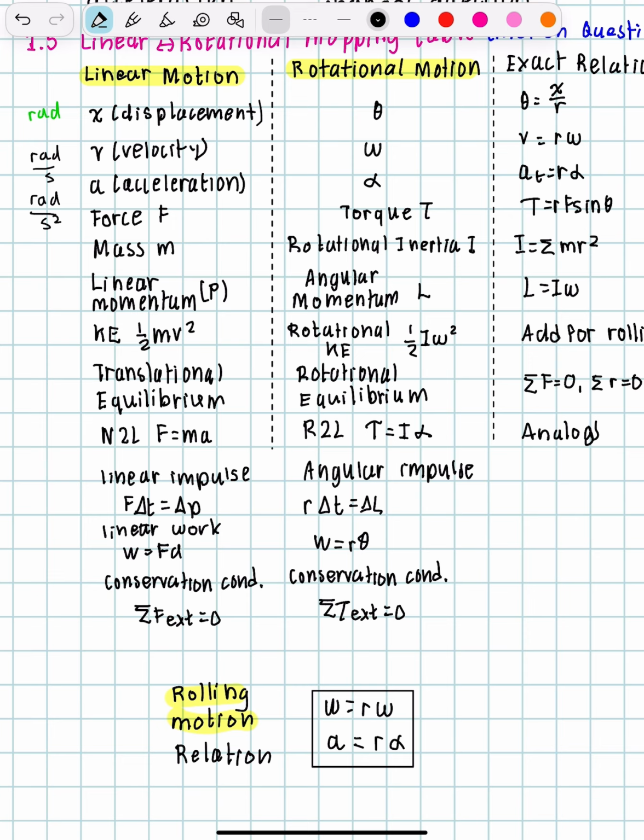Those rotational equivalents are theta, omega, alpha, torque tau, rotational inertia, angular momentum, and rotational kinetic energy, 1/2 I omega squared. Rotational equilibrium, the rotational second law, is Newton's second law converted with the rotational analogs: tau equals the moment of inertia times alpha. Angular impulse is torque times the change in time, equal to the change in angular momentum. Also, the conservation condition is that the sum of the external torques is equal to 0.